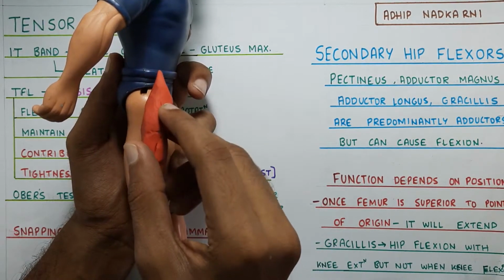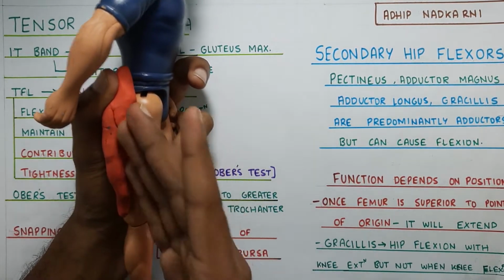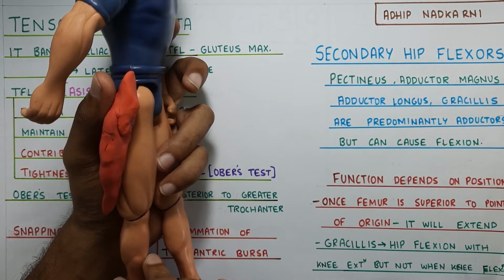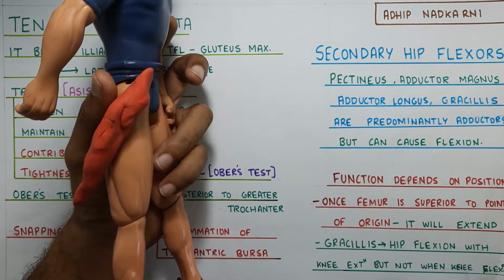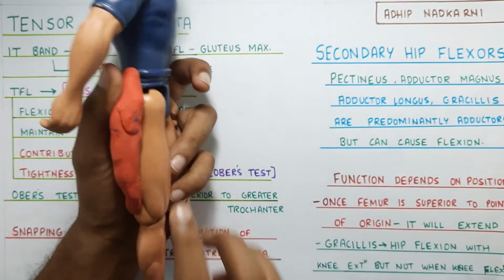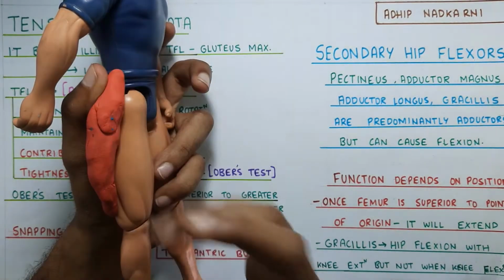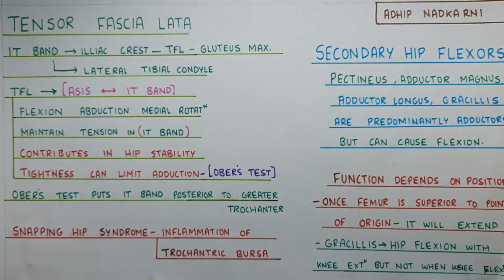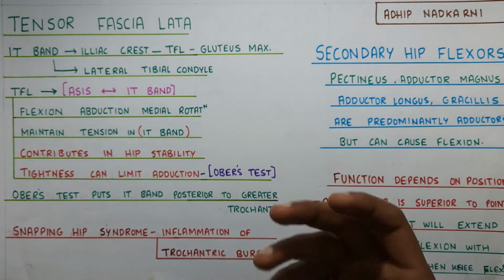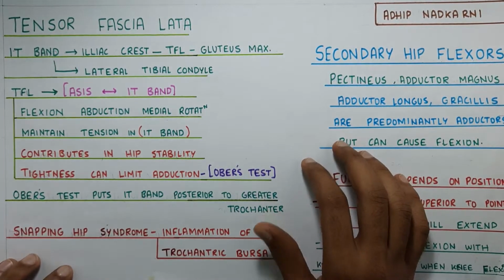So the IT band will be put in a more posterior part of your greater trochanter, and then you'll drop your hip. As you drop your hip, if it easily drops, that means your IT band is totally fine. But if it's very tight, it won't let your hip drop at all. So that is how you know that the IT band is tight. Again, I would like to discuss more practical approaches in future videos, but for theory, this is all.